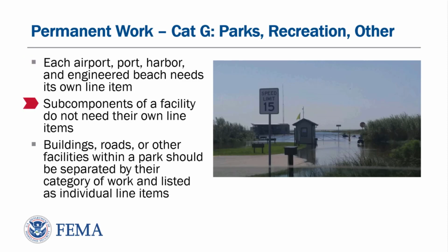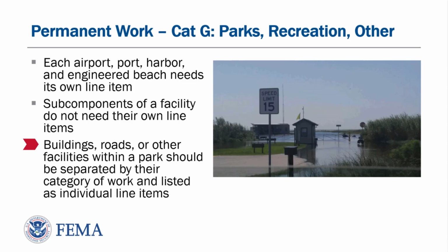Subcomponents of the facility do not need their own line item. For example, the lighting-related items in a park, equipment, or a damaged swing set. Buildings, roads, or other facilities within a park should be defined as those distinct categories of work and listed as individual line items. So bathroom buildings, the park office building, or a maintenance shed, those things within a park would each be listed as a separate Category E damage inventory line item.